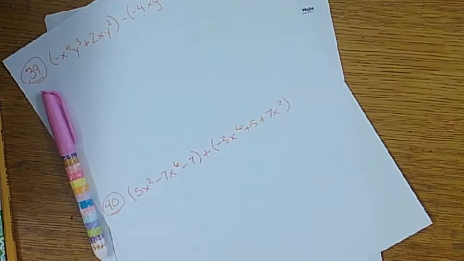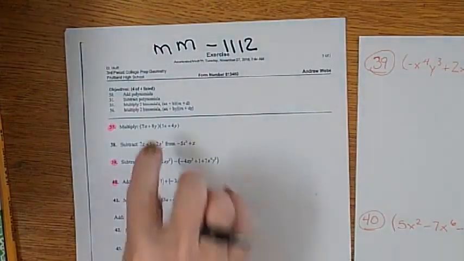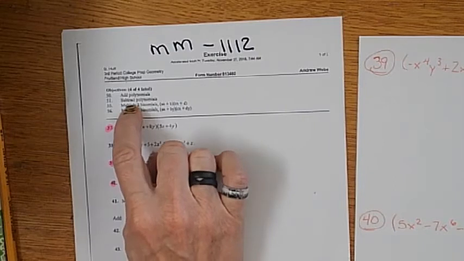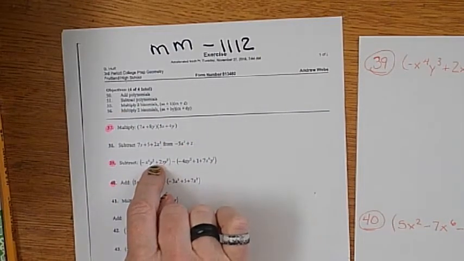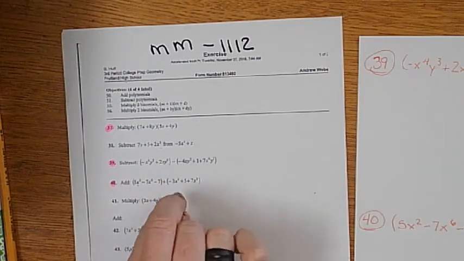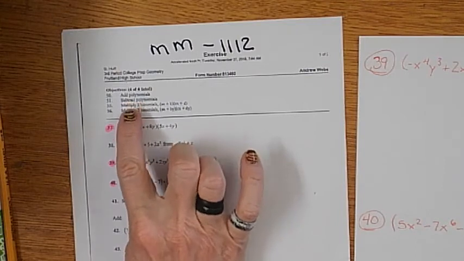Okay, so this section of notes has to do with adding or subtracting polynomials, and polynomials are expressions that look like this. So sometimes they're binomials, trinomials, sometimes you could have four terms. Okay, so those are polynomials. So adding and subtracting them.